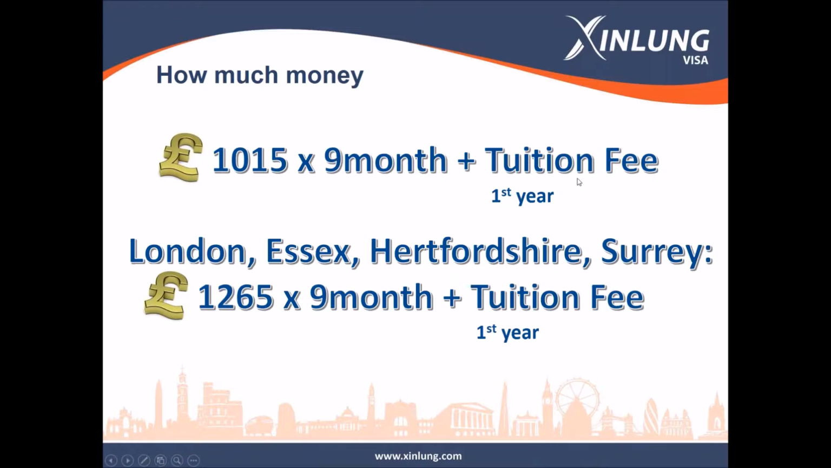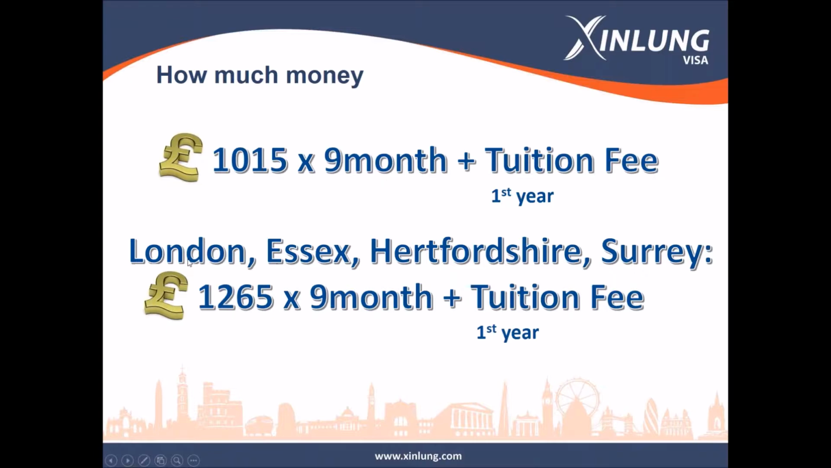So we understand now that we need to have the first year tuition fees, and for maintenance, if you study outside of the big London area in the UK, the Home Office says we need to have £1,015 for 9 months. So £1,015 times 9.